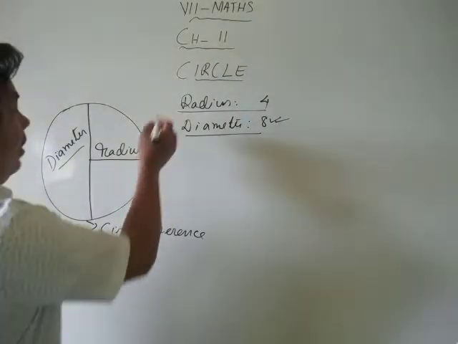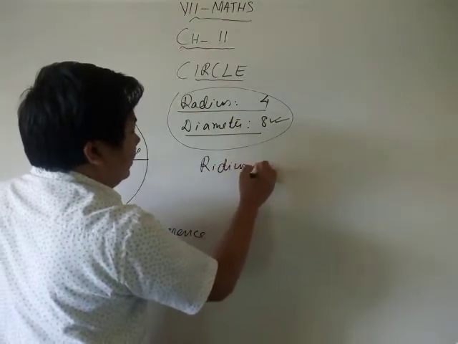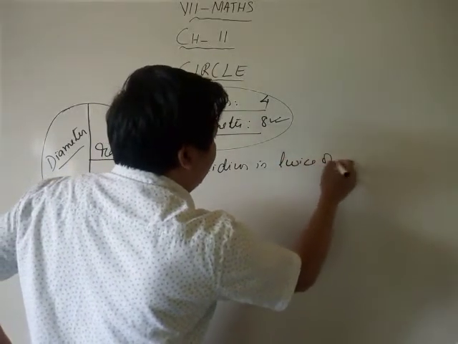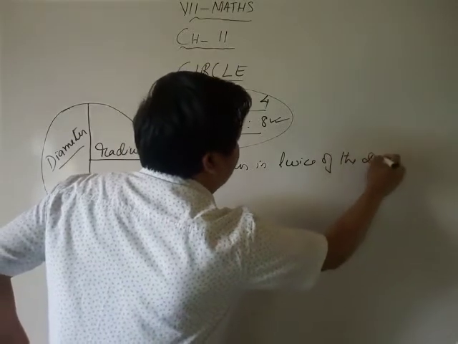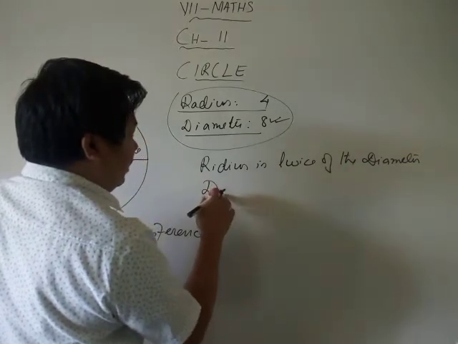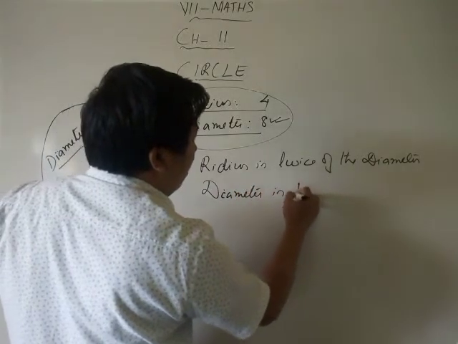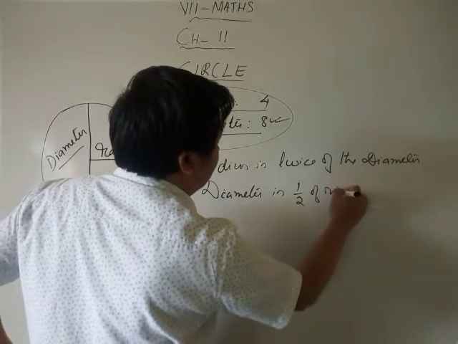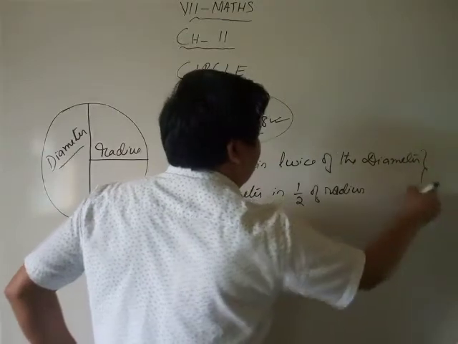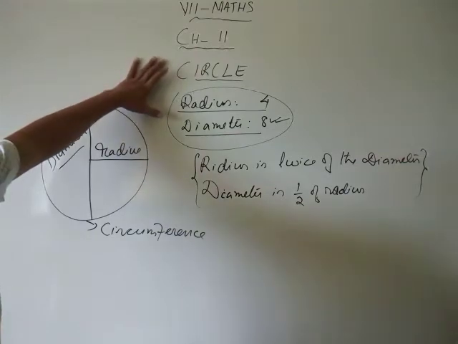So this relation is very, very important, because the diameter is twice the radius, and the radius is half of the diameter. This relation is very important to understand and remember. Okay, now we come to this part of the lesson on circle.